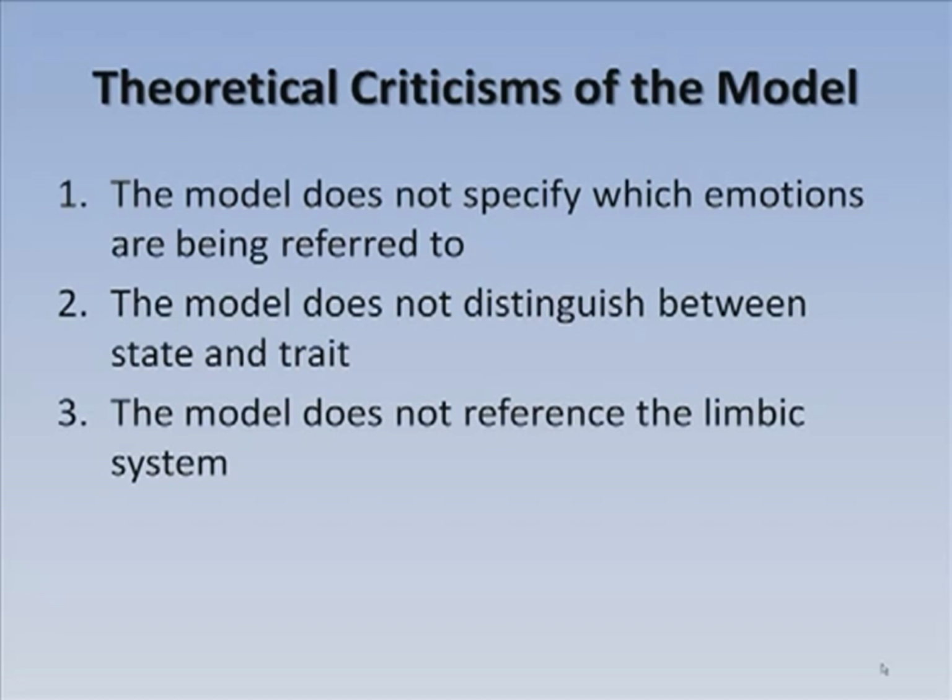So the first point about this was the model doesn't specify individual emotions, but makes a general remark about emotions. So it's a little vague at this point in time. Secondly, the model doesn't distinguish between state and trait. So when we have emotions, we can have them at one moment in time, or we can have a tendency to have these emotions over a longer period of time. The model at this point in time doesn't distinguish between the two.